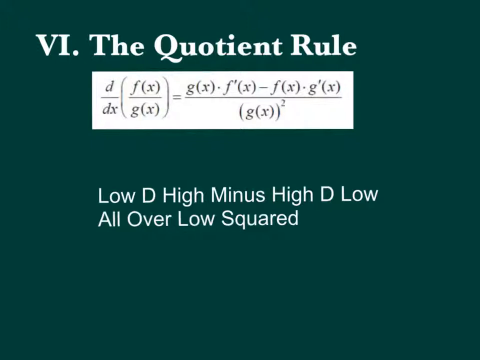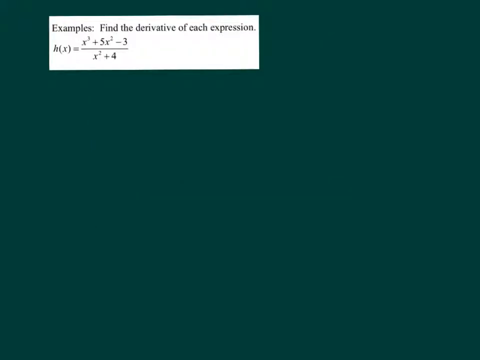All right, so we're going to go ahead and use this rule now and practice a few examples. Okay, so we're going to look at our first example here, and we're asked to find the derivative of h of x, and clearly we can see that this is a quotient. We have a function in terms of x on the numerator, and we have a function in terms of x in the denominator. So we have to use our quotient rule, okay? So we're going to go ahead and say h prime of x equals.